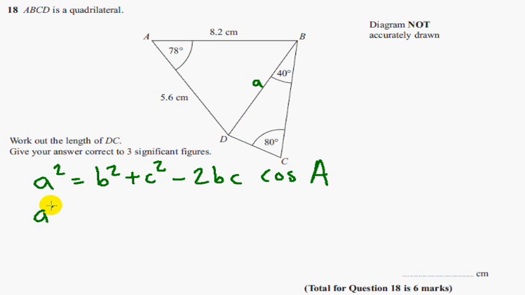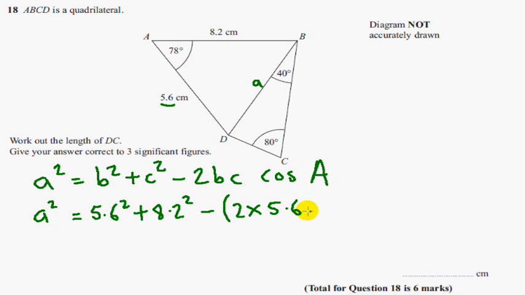So A squared equals B squared, which can be 5.6 or 8.2. I'm going to say 5.6. So 5.6 squared plus C, which is 8.2 squared. Now minus, be careful, 2, I'm going to use some brackets, 2 times 5.6 times 8.2 times cos 78 degrees. So I've just substituted all my values in. Now I'm going to do it a bit at a time so it doesn't go wrong.